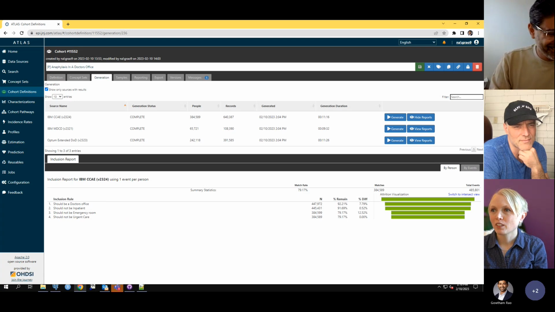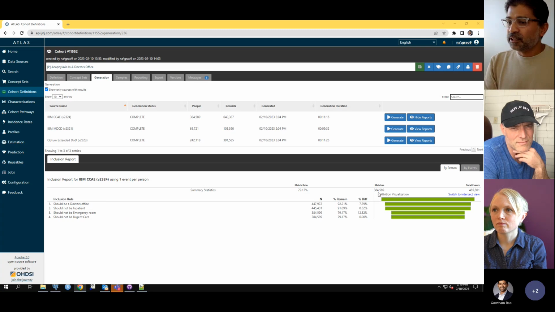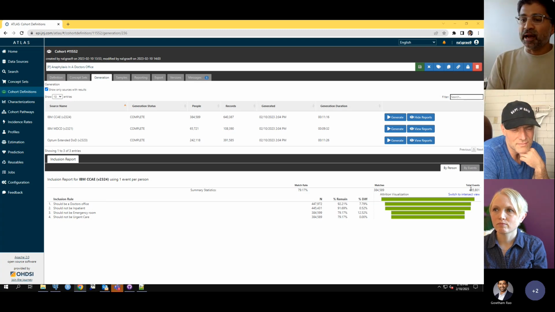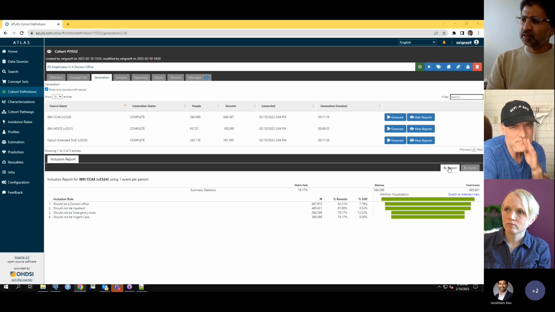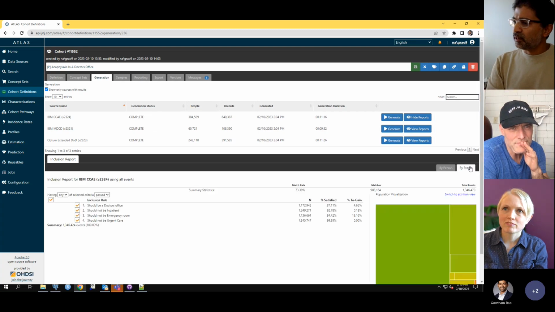Is that 384,000 out of 485? So what if this logic is correct? What it is telling us is that of the 485,000 people who had the code... This is people, not events, right? It says events here. That's why I was confused. Let's make sure we have it right.